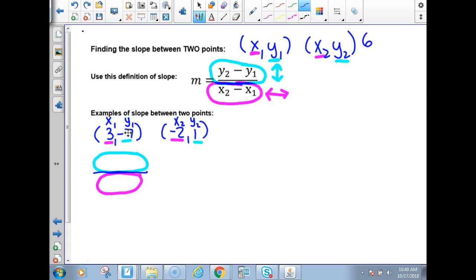I take 1 minus -7. You are supposed to subtract. That's what the formula says. Subtract the y's, and then subtract the x's. So I got 1 minus -7.